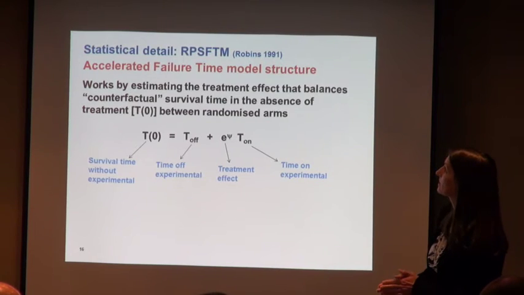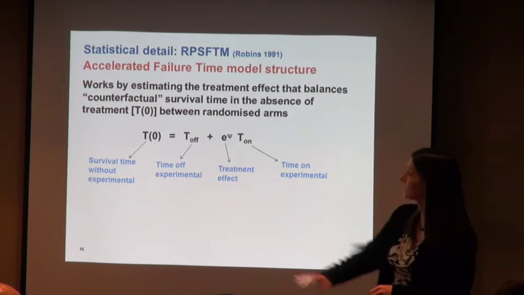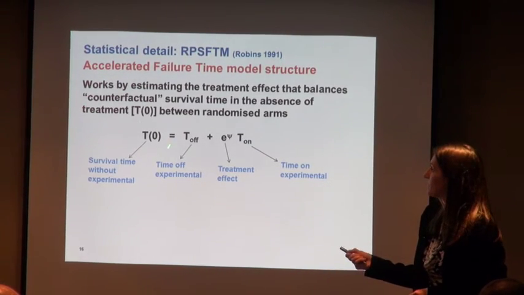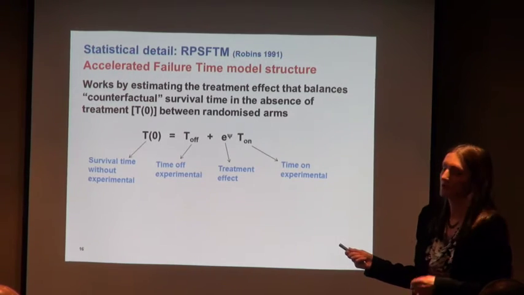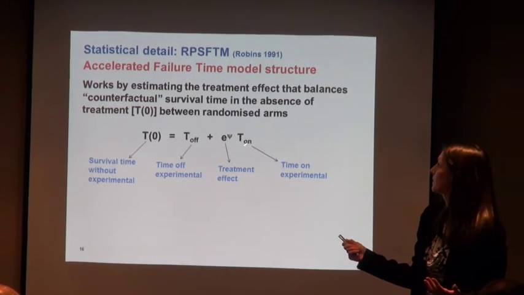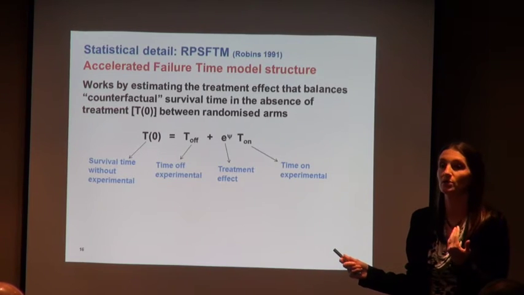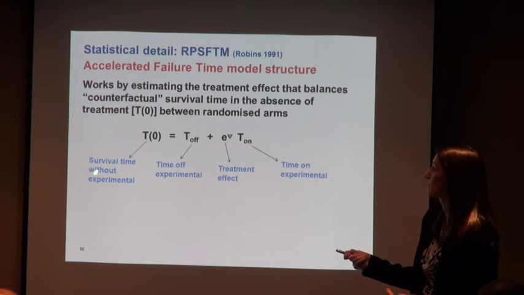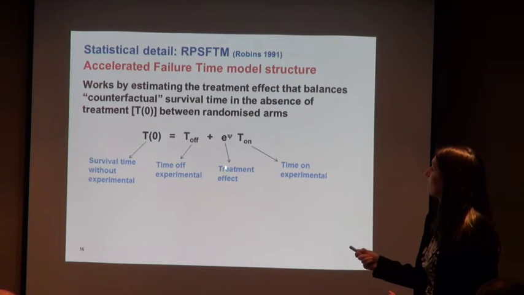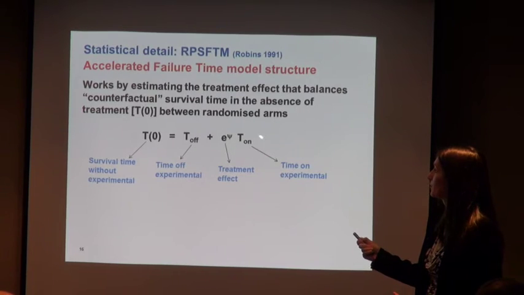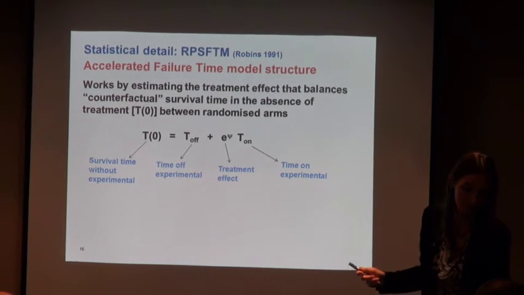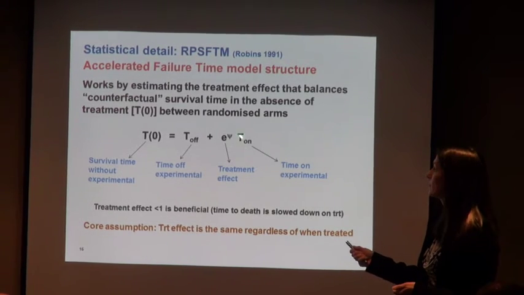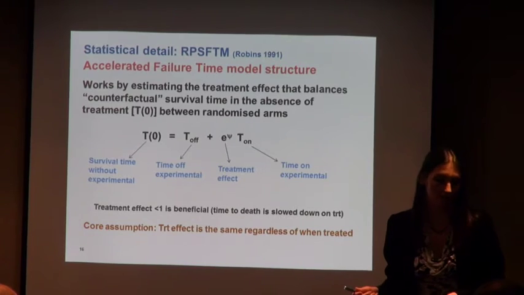So the way that it works is that we're looking to balance this counterfactual survival time, survival time without experimental treatment. You want to balance that between the two arms. You pick the treatment effect here that balances that between the two arms because due to randomization, if nobody had experimental treatment, this counterfactual survival time should be the same. So it's time off treatment plus the time on treatment multiplied by the effect multiplier. And as I said, the core assumption is that this treatment effect, this e to the psi, is constant over time.